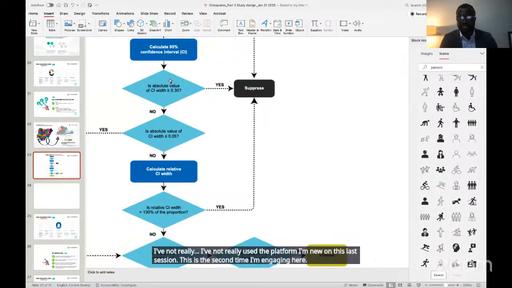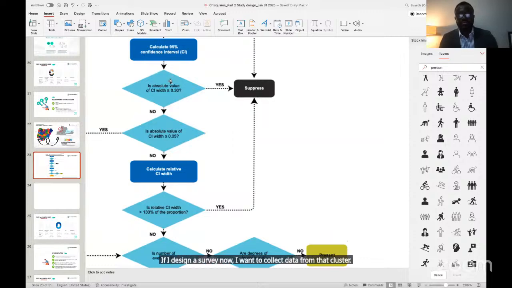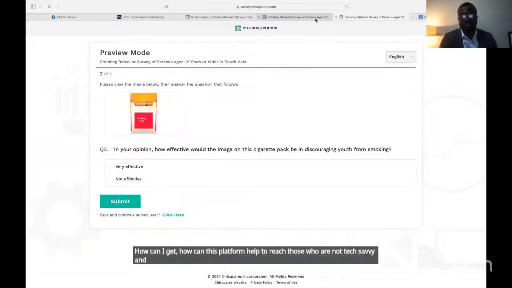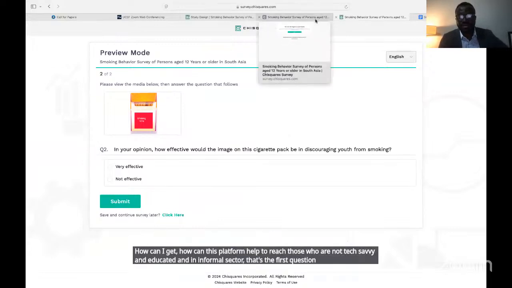I was just wondering, how can I use this platform to collect data, particularly if I'm targeting, for example, the informal sector or businesses where we have a large number of people who are not educated? If I design a survey now and want to collect data from that cluster, how can this platform help to reach those who are not tech savvy and educated and in the informal sector? That's the first question.